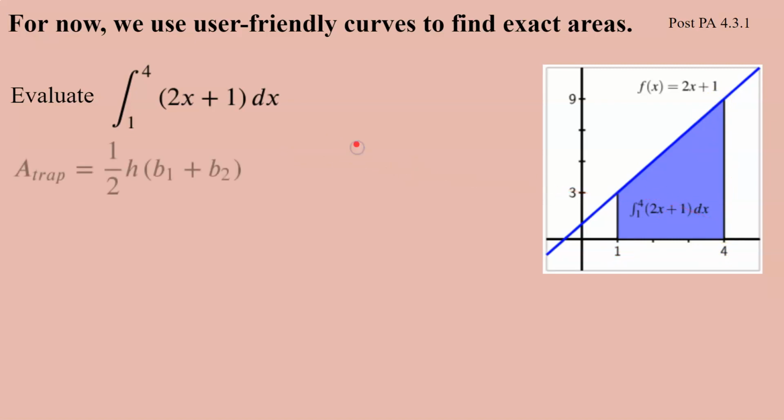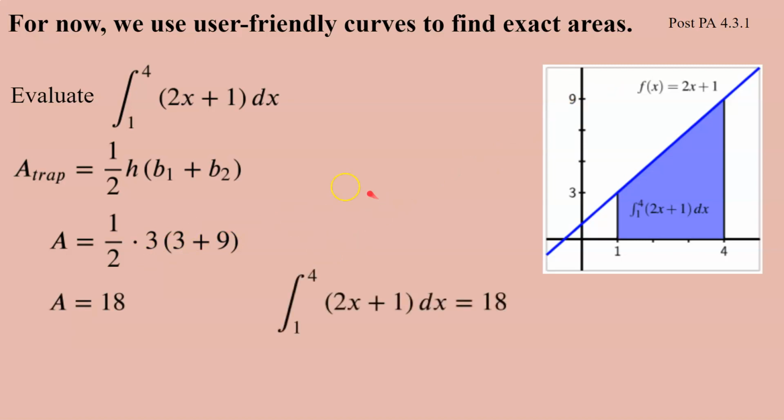Okay. So if I want to find the area of the trapezoid, it's 1/2 the height, base 1 plus base 2. Well, the height in this case is going to be the distance from 1 to 4, so that's 3. Base 1 is 3 units because the output at 1 is 3. And base 2, the output at 4 is 9. Right? If we put f of 4, we get 9. So it's 1/2 times 3 times 3 plus 9, so the area is equal to 18.